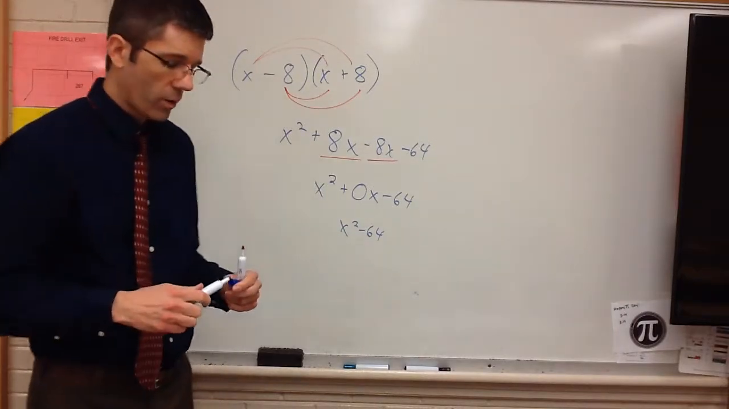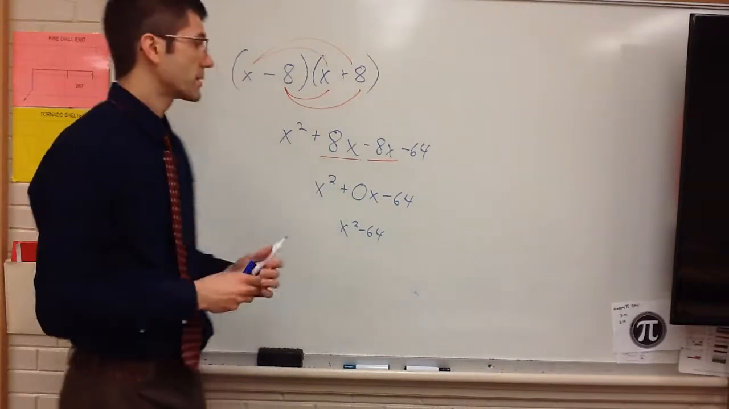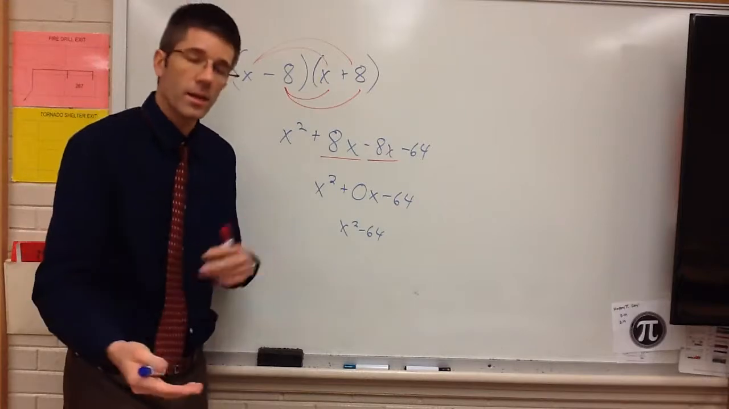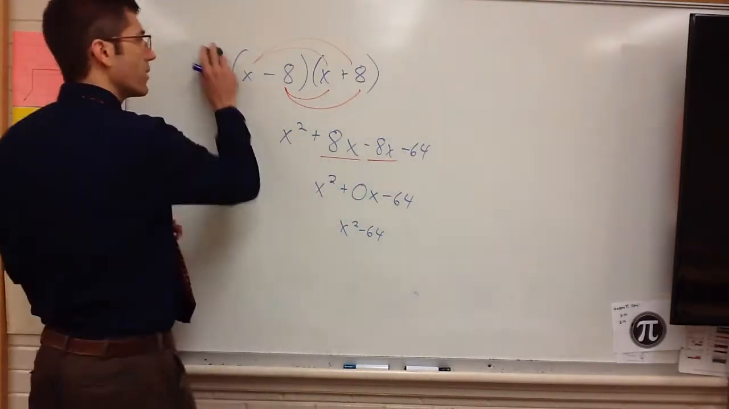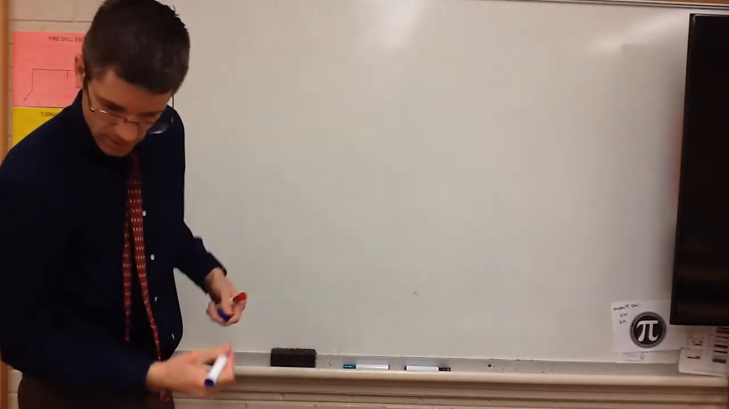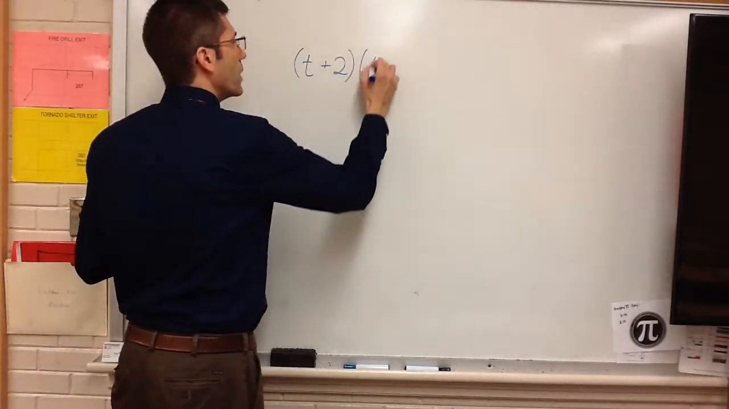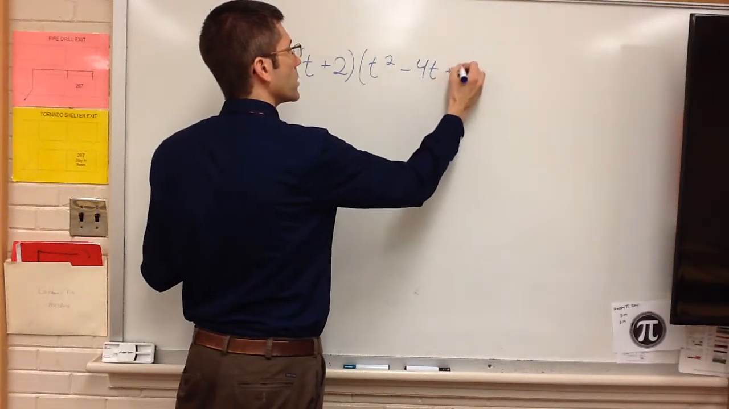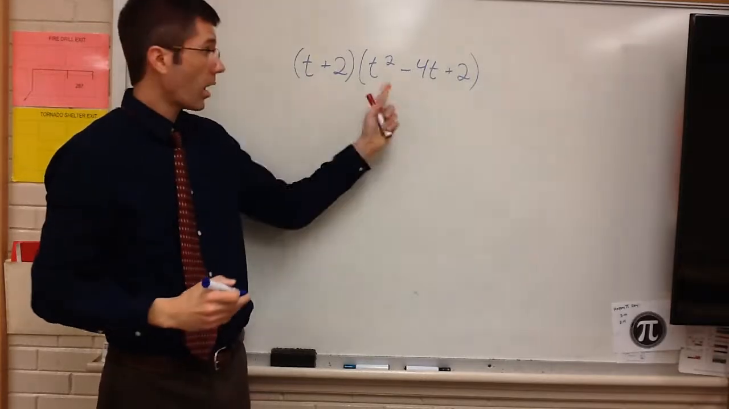Then we get to the next one. Notice up to this point we've had a binomial times a binomial, two things times two things. And now we're going to have a binomial times a trinomial. So I can't call it foiling because there's no first, outside, inside, last aspect to it. But the process will be very similar. So we're going to have t plus 2 times t squared minus 4t plus 2.